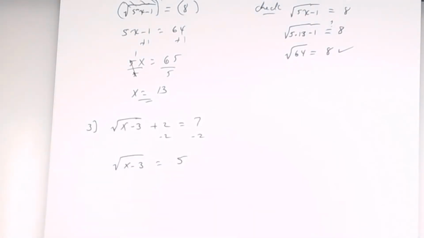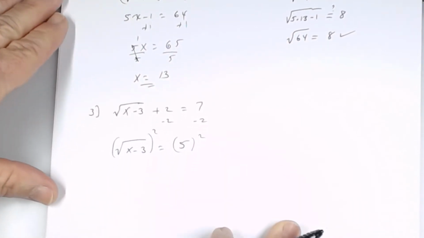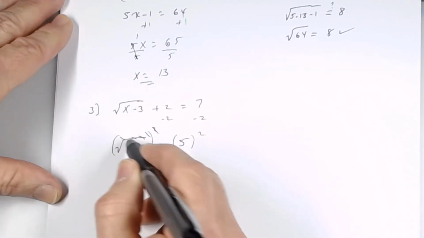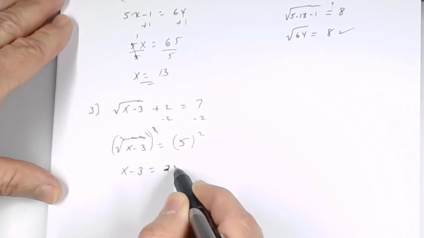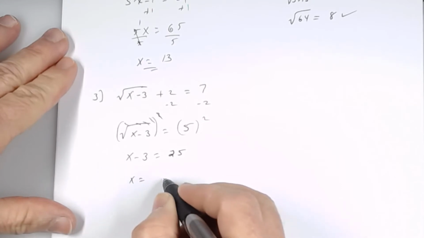All right, now let's do the mathematics. Step 2 says I have to do what to both sides? Square both sides. So I'm going to square both sides. And then the square root and the square undo each other. So I get x minus 3 equals, oh, not 14. 5 times 5 is 25. All right, and then finally, what's my solution? What does x equal? 28.